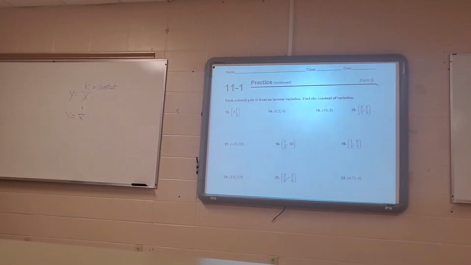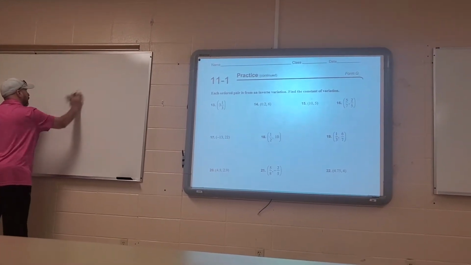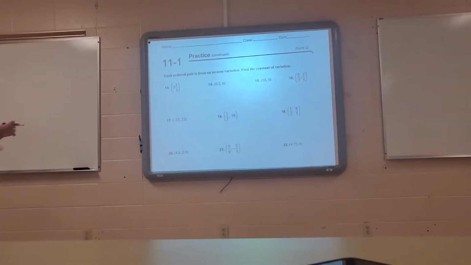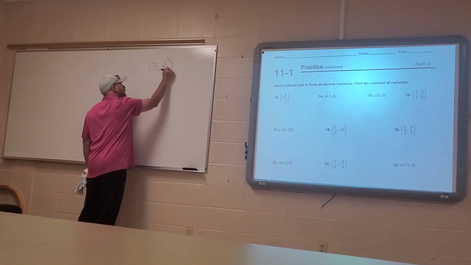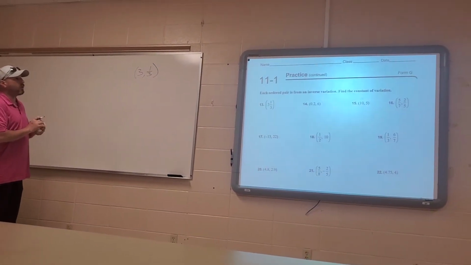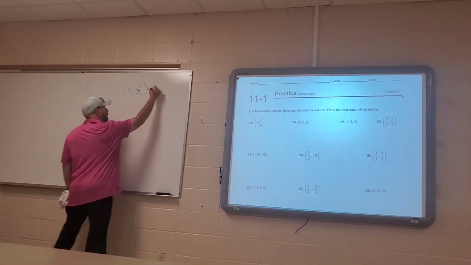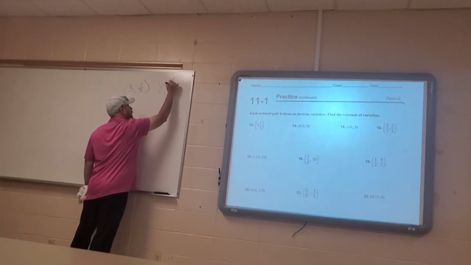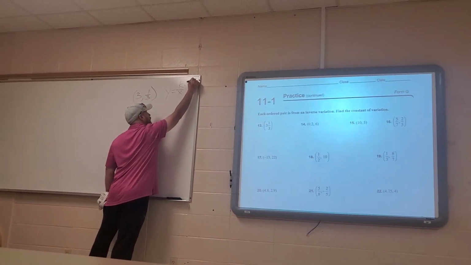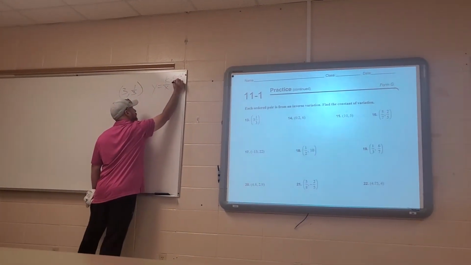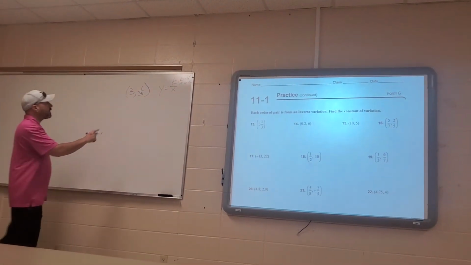So let's look at the directions here, because the best example is going to be just looking at what we're doing on the homework. So the first one should be 3, 1, 3. So it says each ordered pair is from an inverse variation. So find the constant of variation. Well, this is the constant of variation. Okay? So, we're looking for k.